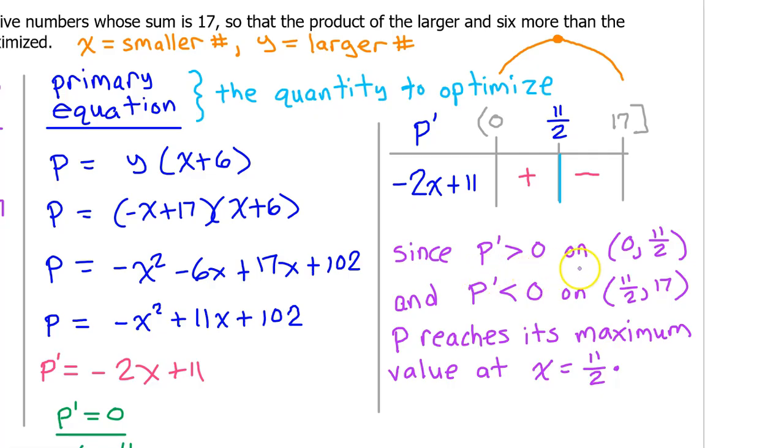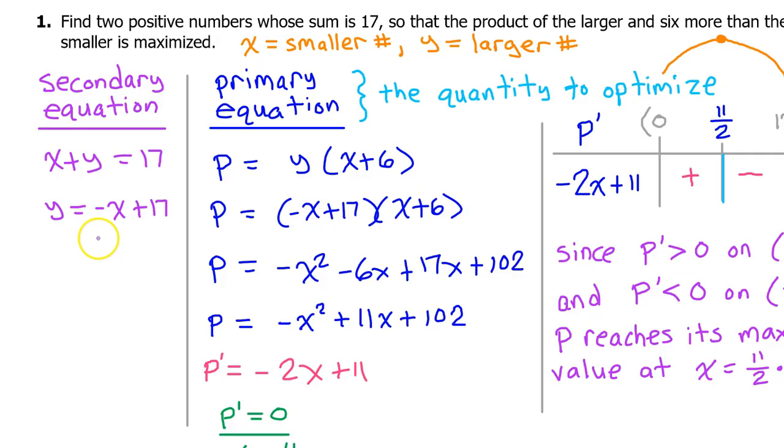Here's how you word that. Since p prime is positive on the interval from 0 to 11 over 2, and p prime is negative on the interval from 11 over 2 to 17, p reaches its maximum value at x equals 11 over 2. Don't forget about the y value. We need to find that too.